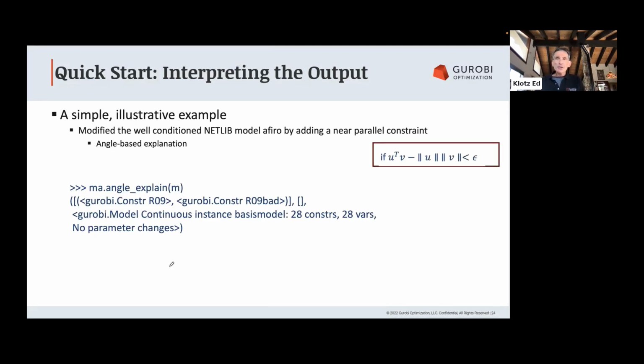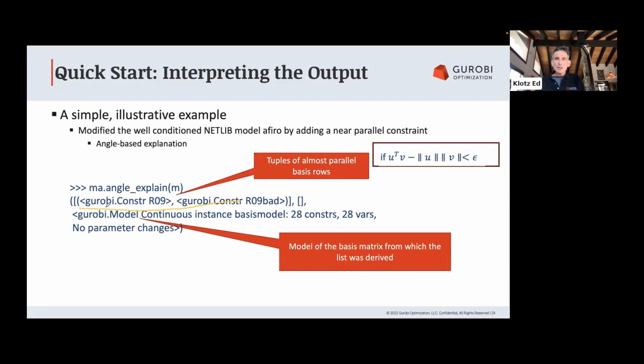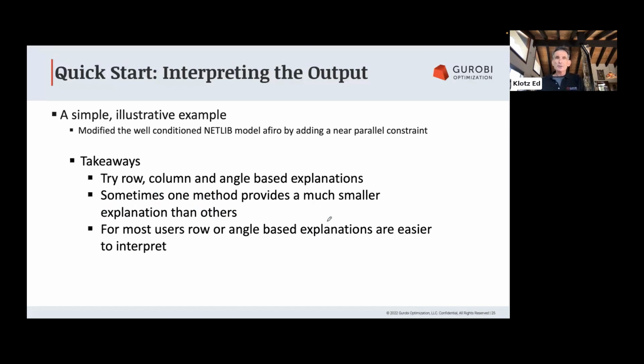Lastly, for the angle explainer, you just get back a set of tuples of the almost parallel rows. Not surprisingly, for this simple example, it picks them out. In this case, there were no almost parallel columns, so you got an empty list. And then we also return the actual model associated with the basis matrix.